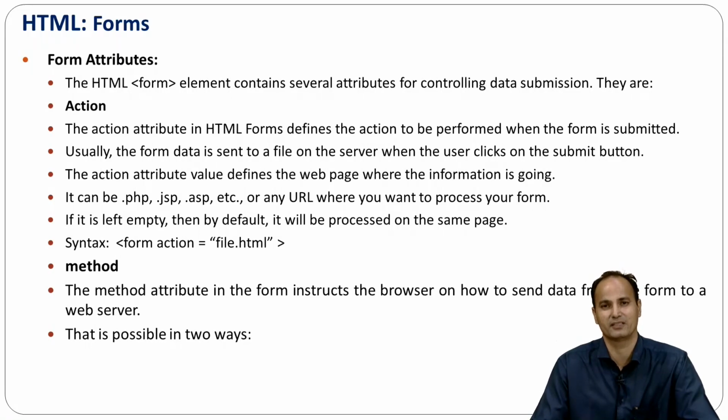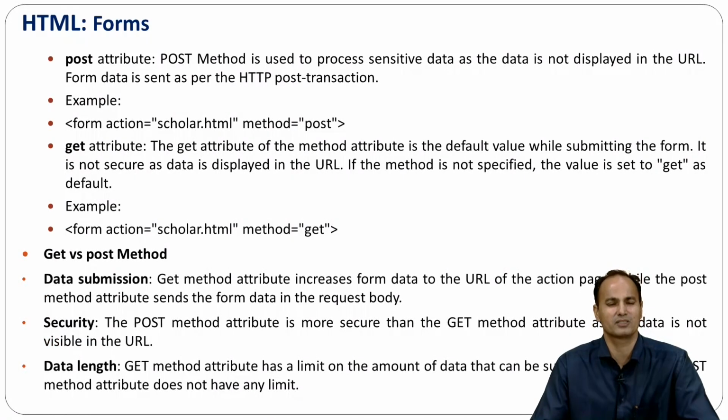Then another attribute is method. The method attribute in forms instructs the browser on how to send the data from the form to a web server. That is possible in two ways: one is post and the second is get. The post value is for data that is sensitive. If the submission involves sensitive data, it is advisable to use the attribute method with the value post. But if the data submitted through the form is not that sensitive, then you can go for the get value in the method attribute.